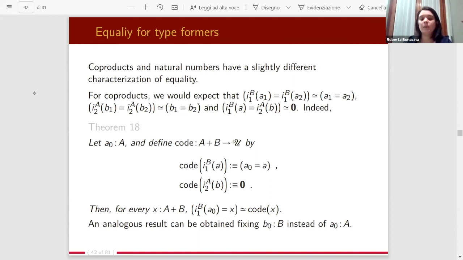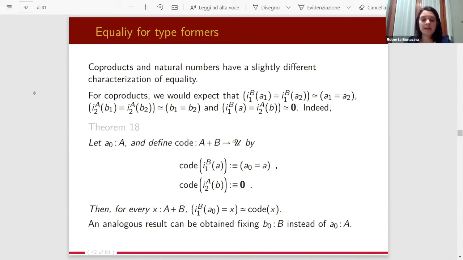And we would expect that the equality of the inclusions, a first inclusion of a term of type A and a second inclusion of a term of type B, will be congruent to the zero type. So we don't want those two inclusions to be equal. What we have is that fixing a term A0 of type A, we can define a code function from A plus B to a universe, defining it by cases. And so we say that the code of the first inclusion of a term A of type A is defined as A0 equal A, while the code of a second inclusion of a term of type B is equivalent to the zero type, which is the empty type.